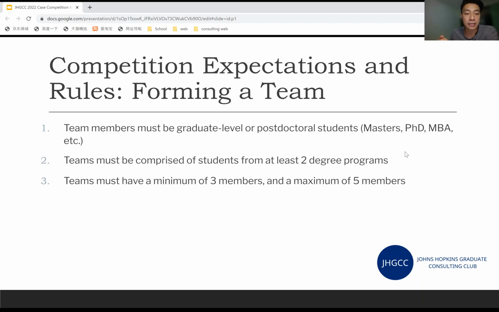And the second is that in terms of the degrees of your team members, the team must comprise students from at least 2 degree programs. That means if your team consists of 5 all MBAs, then your team is not eligible. So at least 1 person has to be enrolled in a different program than the other 4 students. And the last one is just the number of students. The teams must have a minimum of 3 members up to a maximum of 5 members.